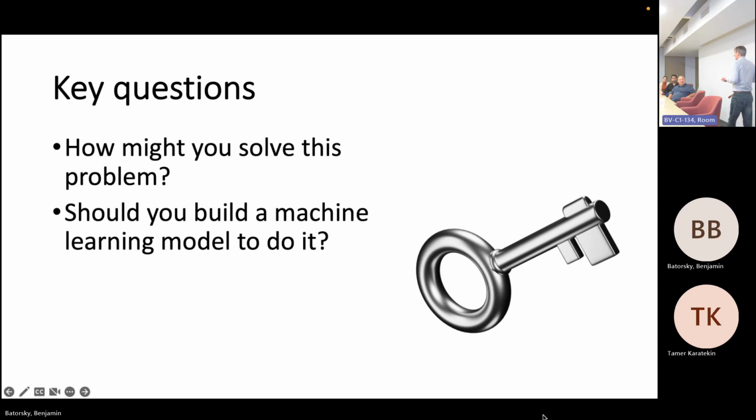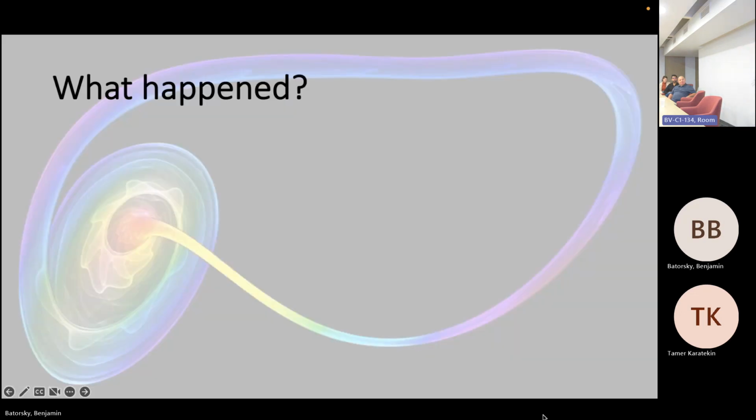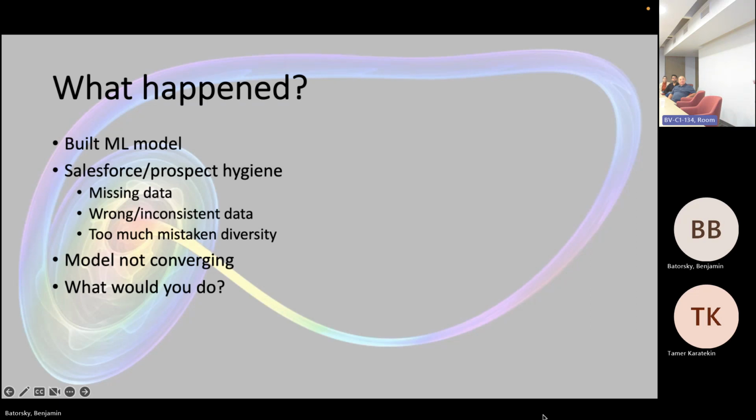Okay. Actually, I thought a machine learning model was potentially a great solution here. I thought this was a really great thing to do. So I had somebody on my team do it, and this is what happened. They built the machine learning model. The problem they ran into wasn't the lamp post problem. What we found is that there were problems with the data. The Salesforce data was missing data. One of the key fields was a categorical variable that should have had about 30 different values in it. It actually had 700 because things had been mislabeled in Salesforce. Too much mistaken diversity, wrong, inconsistent data, et cetera. So the model didn't converge. The data scientists working on this put more and more computing power into it, and it didn't work at all. So what would you do in that circumstance?